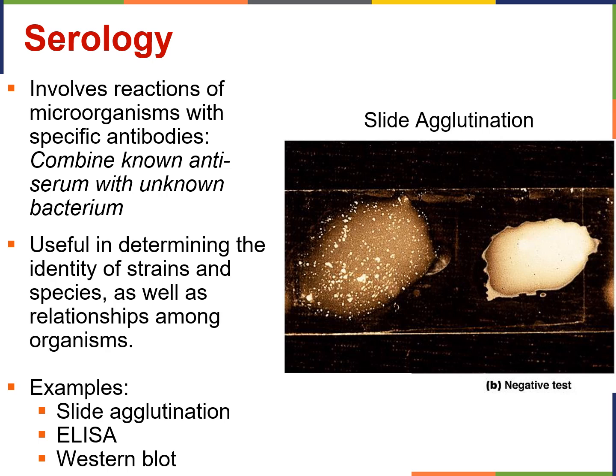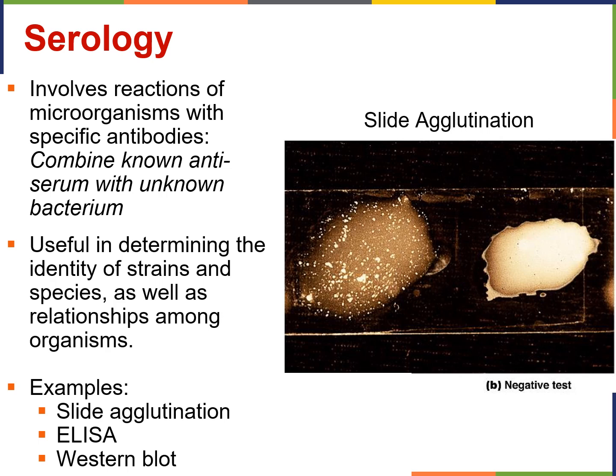Again, you're combining microorganisms with specific antibodies. All right, so the way this works, first of all, let me start off by saying there are 3 different lab techniques that are all serological based methods. We have slide agglutination, we have ELISA, and we have Western blot. Okay, slide agglutination is seen here. I have a picture of slide agglutination, which I'll go over in a minute.